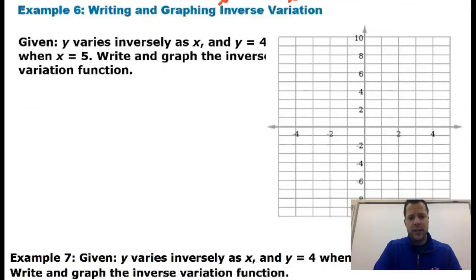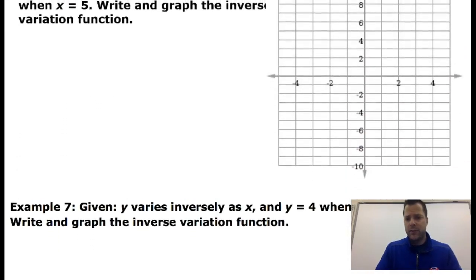So let's look at our example here in number 6, and we'll try to keep that equation up there for us. Let's look at what's given here. Example 6, writing and graphing inverse variation. So y varies inversely as x. That's the key there. And y equals 4 when x equals 5. So when y is 4, x is 5, write and graph the inverse variation.